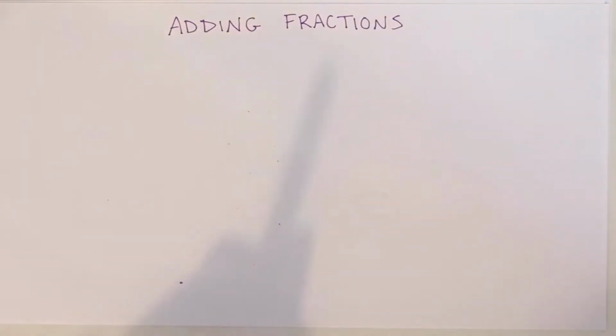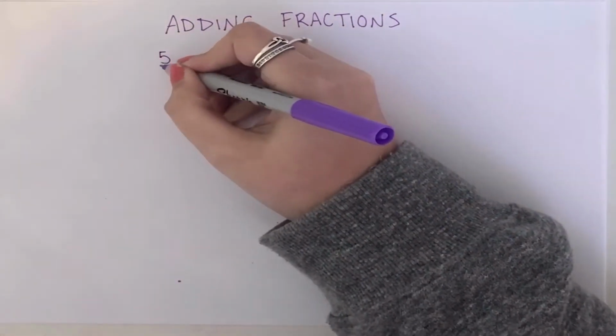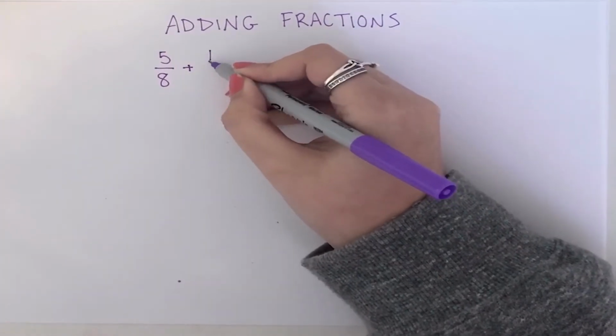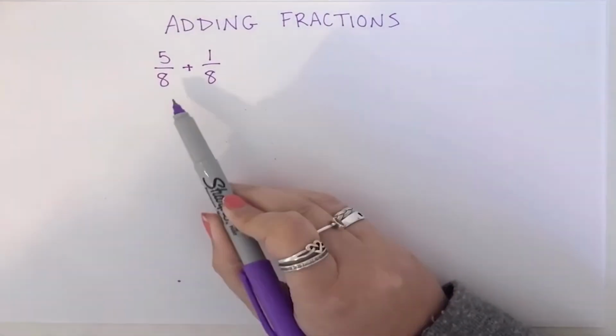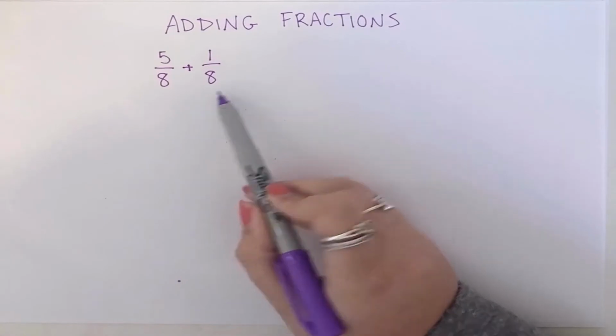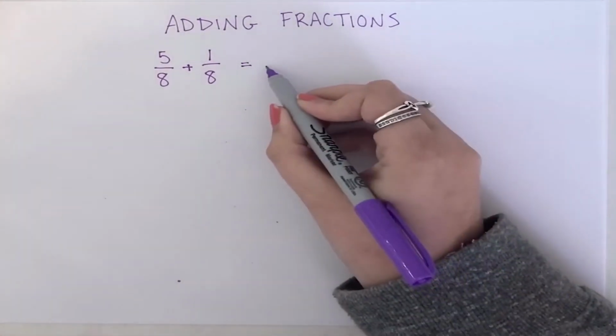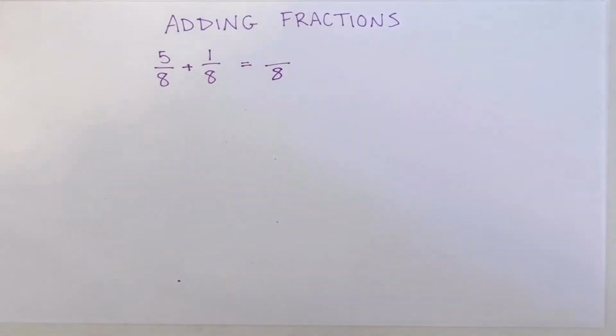I'm now going to show you a couple of methods for adding fractions. Okay, so the first one is just going to be when your fractions have the same denominator. So for example, 5/8 add 1/8. Because these both have 8 as their denominator, I don't need to do anything to that denominator. It will still be over 8.